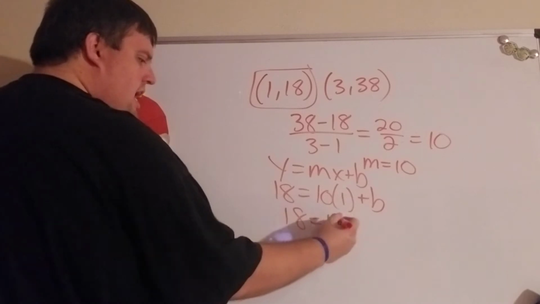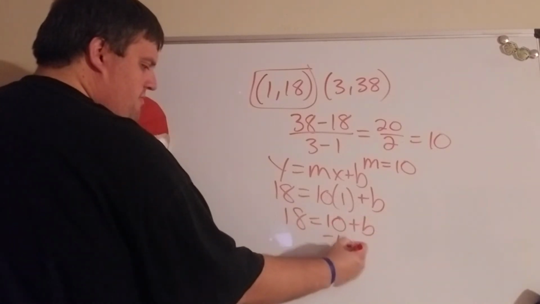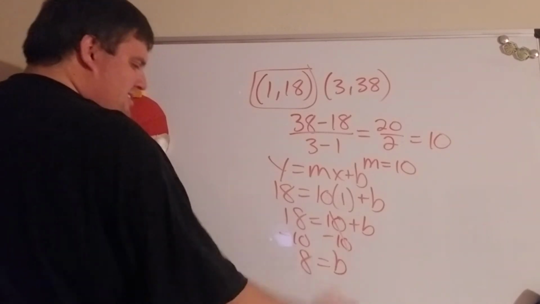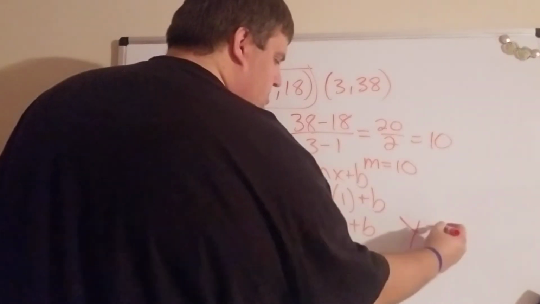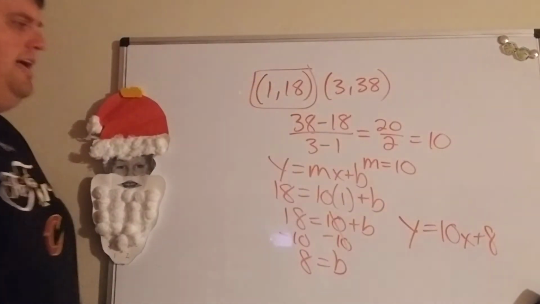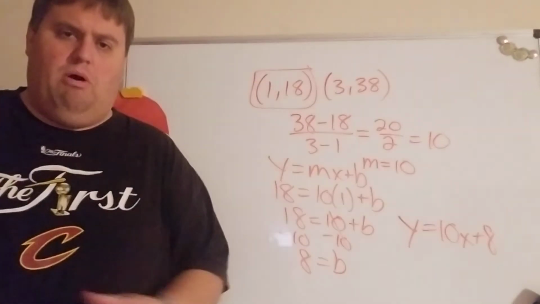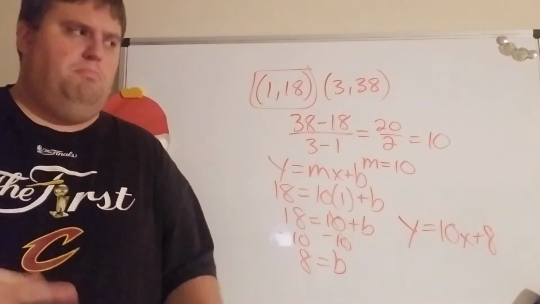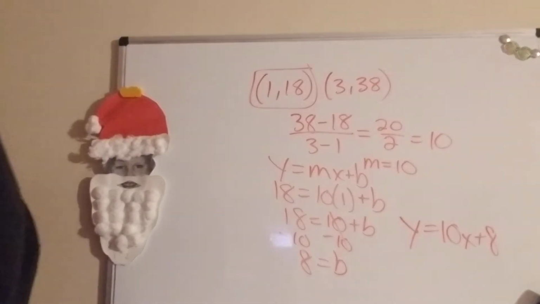10 times 1 is 10. Subtract 10 from both sides. And my y-intercept is 8. So this equation in slope-intercept form is going to be y equals 10x plus 8. And any time they ever want me to write anything that says linear, I'm going to do the same thing. Pick 2 points, find the slope, find the y-intercept.